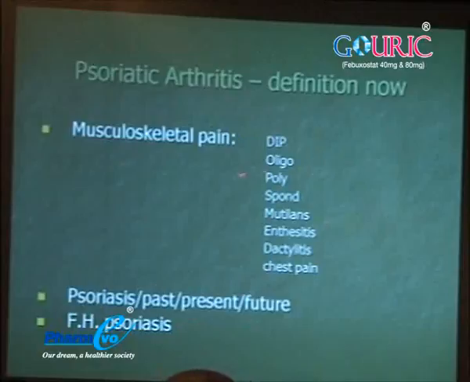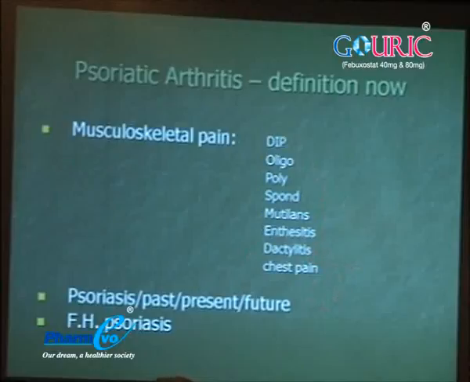Well, this is an update. You see now that there's an acceptance that anyone with musculoskeletal pain, or at least an acceptance of the suspicion that a patient with psoriasis, or a family history of psoriasis, or past history of psoriasis, who has any musculoskeletal pain may actually have psoriatic arthritis with this rather broader definition.